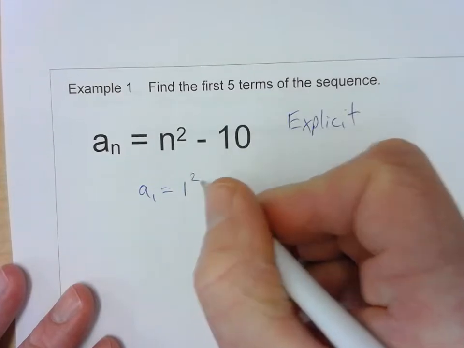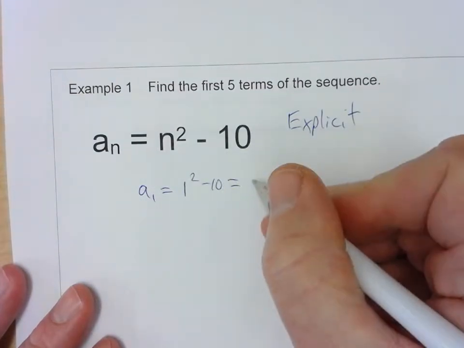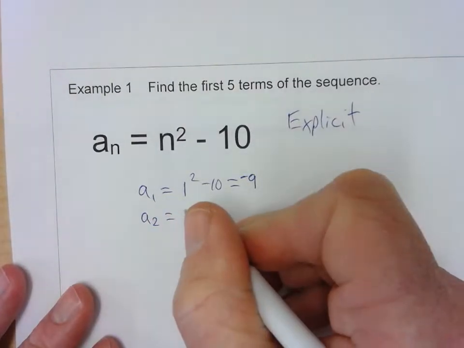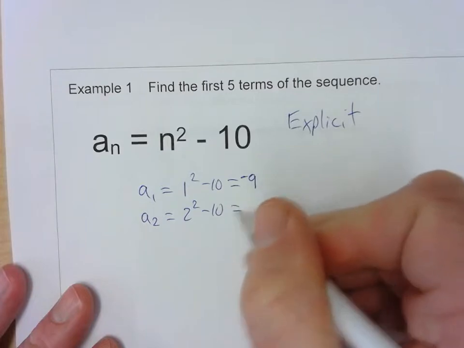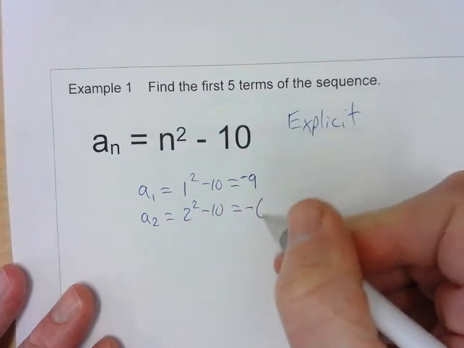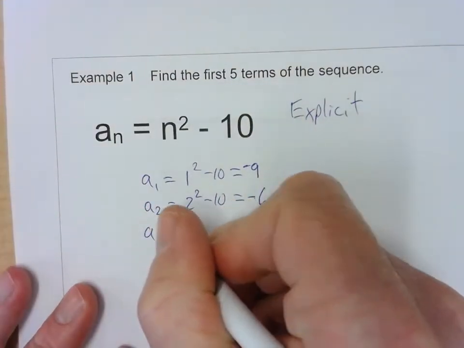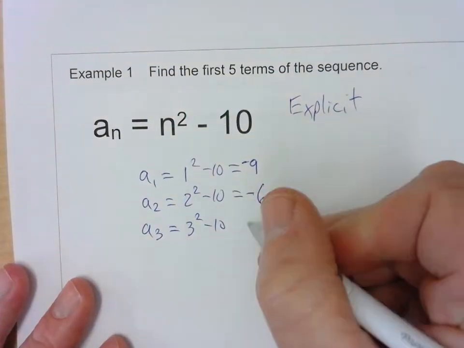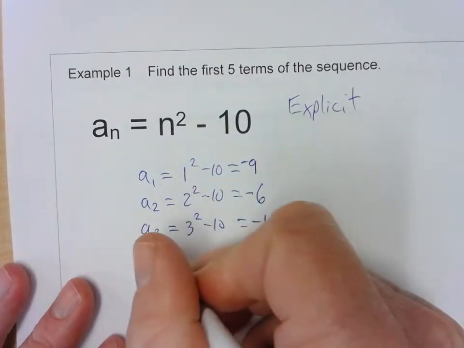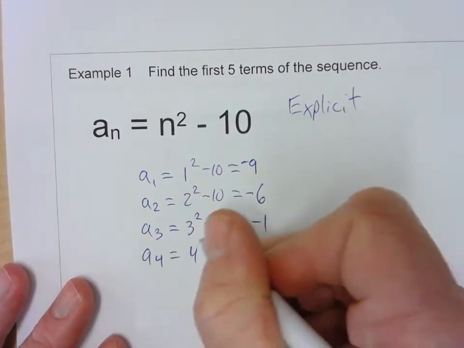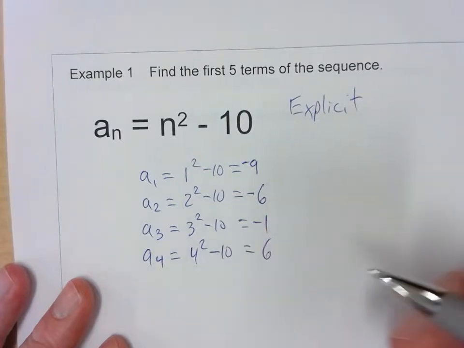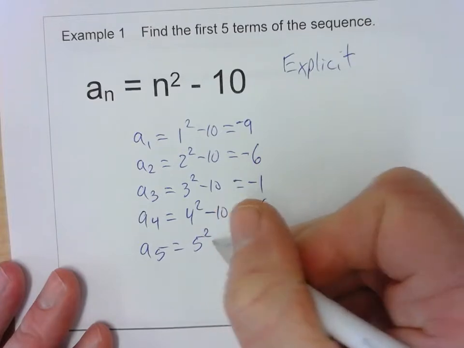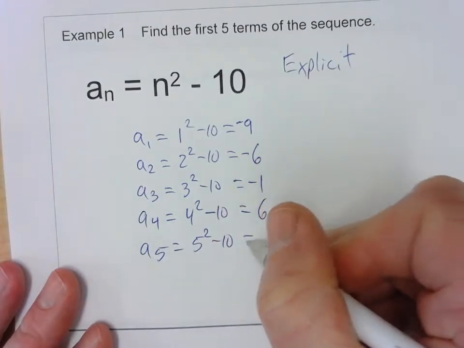So it's going to be 1 squared minus 10, which is equal to negative 9. Then A2 would be the second term. Now 2 squared minus 10 will be 4 minus 10, which is negative 6. And then the next term, A3, would be 3 squared minus 10. So I'm just putting 3 into the formula. So it would be 9 minus 10, which is negative 1. A4 would be the fourth term, would be 4 squared, which is 16 minus 10, which would be 6. And then A5 would be the fifth. 5 squared minus 10 would be 25 minus 10, which is 15.